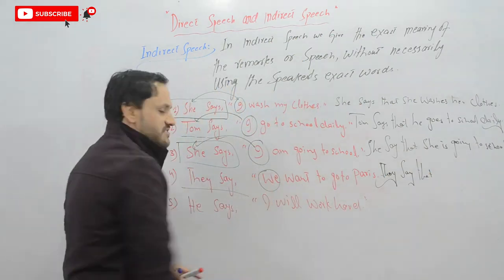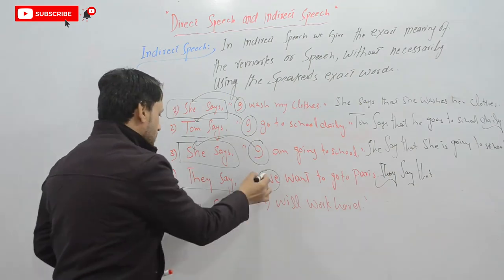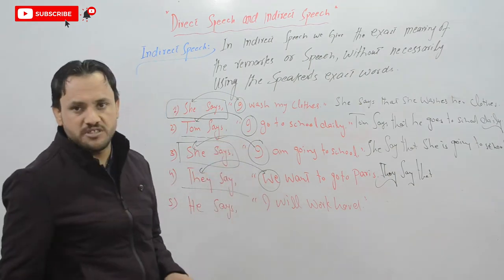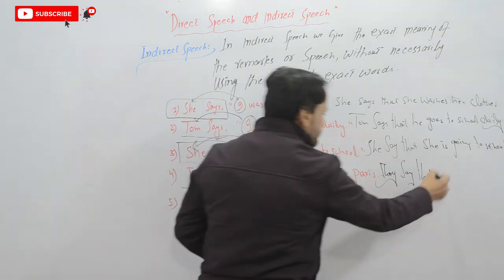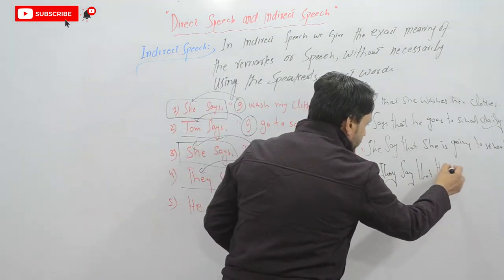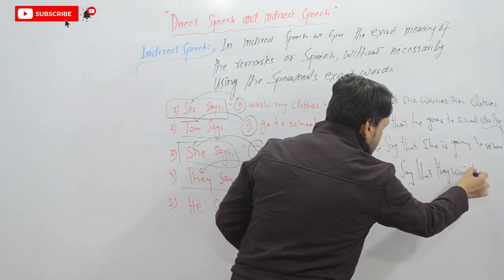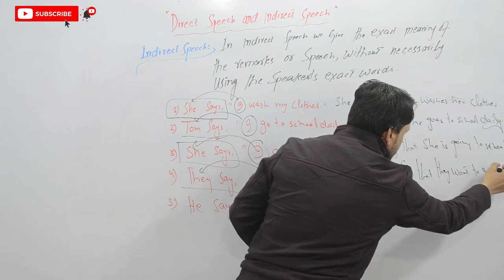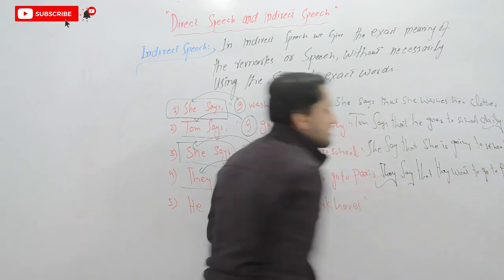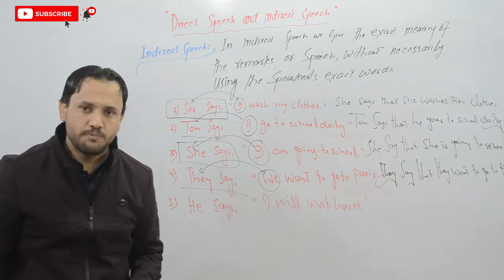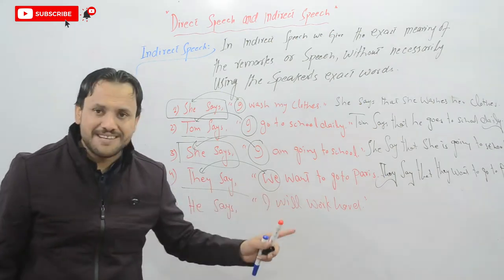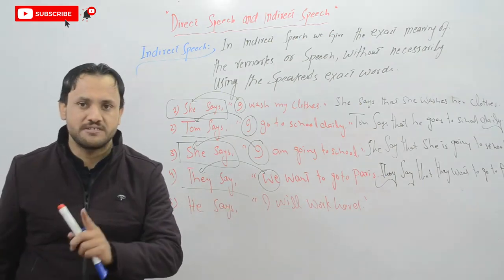This is a first person pronoun. Again, the first person pronoun changes according to the subject of the reporting speech. They said that they want to go to Paris. They say that they want to go to Paris. The tense does not change, because the reporting speech is in present simple tense.